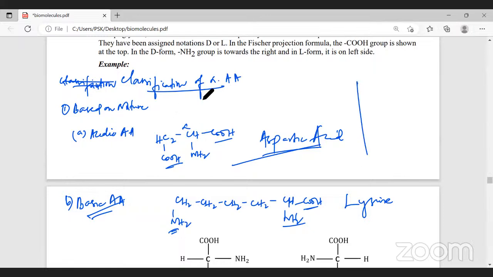The third amino acid based on the nature is neutral amino acid. For this neutral amino acid, we can write an example like this: H, CH, NH2 and COOH. One COOH and one NH2. Therefore, the pH will be around 7. It will become a neutral amino acid. So based on the nature, amino acids are classified into acidic, basic, and neutral.